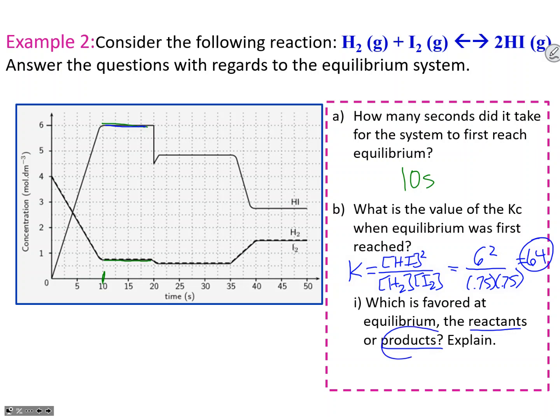Products, because K is greater than 1. Yes, it's going to be product favored, or the equilibrium position lies on the right. You could say that. Yes. 64 is much greater than 1. No, much greater is, if you're going for the ones with the extent of K, they're going to be like times 10 to the 5th, like in the thousands. 64 is not really considered that high of a K.